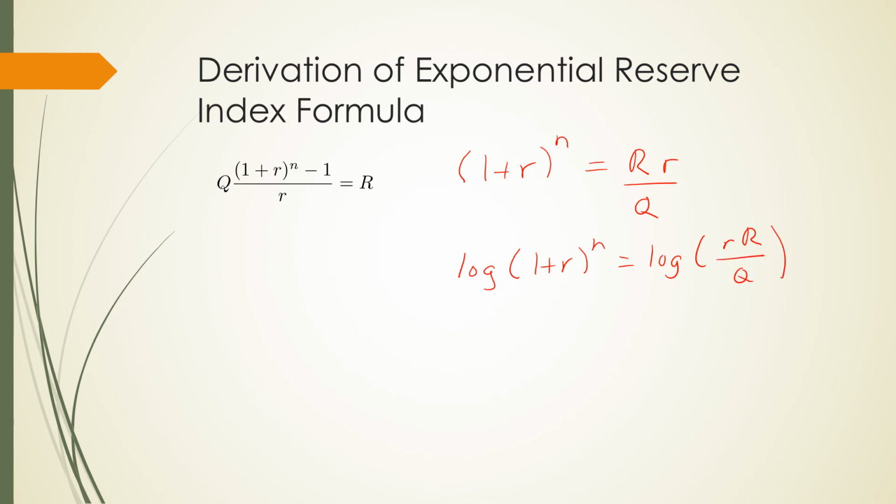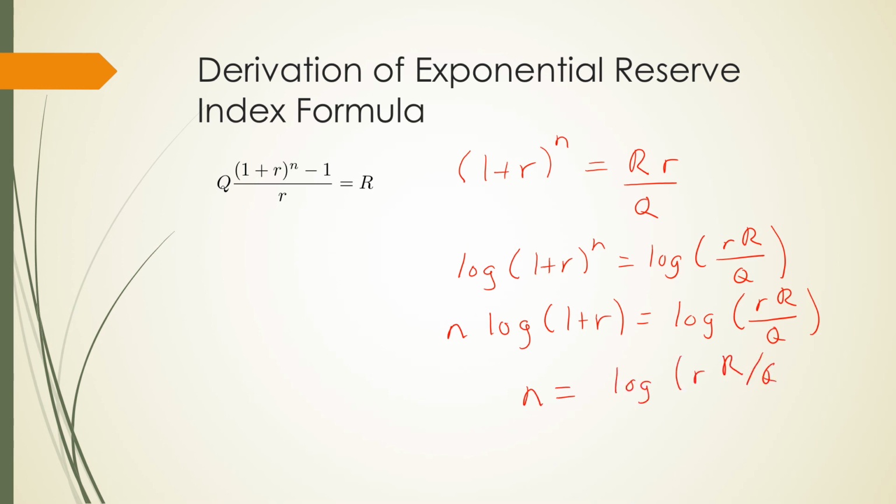Keep in mind the second rule of logs. I can move that n out of the exponent out to the front. So I would get n times log of 1 plus r is equal to the log of r times R over q. Now I simply divide by the log of 1 plus r. So I get that n is equal to the log of r times R over q, all divided by the log of 1 plus r.